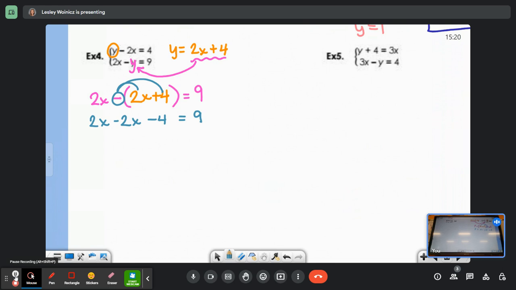What happens to my 2x and my negative 2x? Yeah, they cancel. So, here's the big brain question. In your vast algebraic experience, does negative 4 ever equal 9? No. Correct. So, what kind of situation is this? No solution. Okay, so we have parallel lines that never ever touch. No solution.